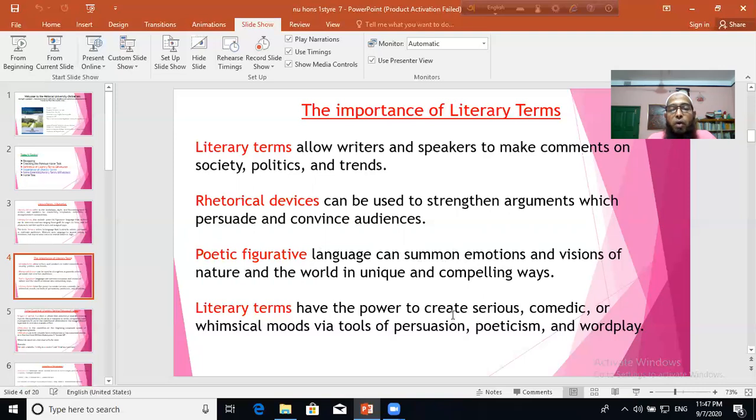Literary terms have the power to create serious, comedic, or whimsical moods via tools of persuasion, poeticism, and wordplay. So literary terms have the power to create moods, sometimes very serious, sometimes very comedic, or whimsical. So to create a mood, the writers use literary terms, persuasion, poeticism, or wordplay. So these are the importance of literary terms.